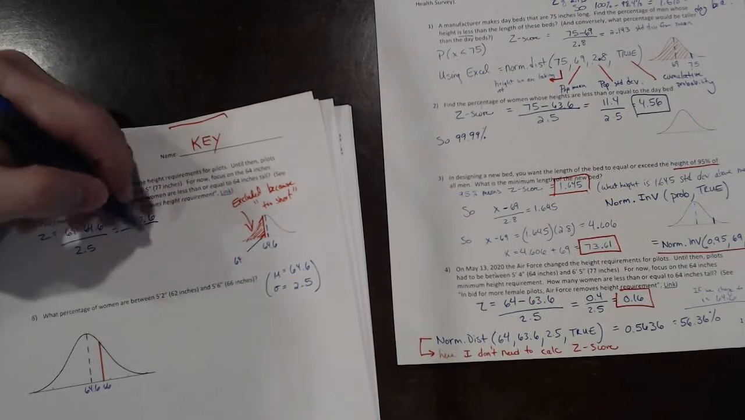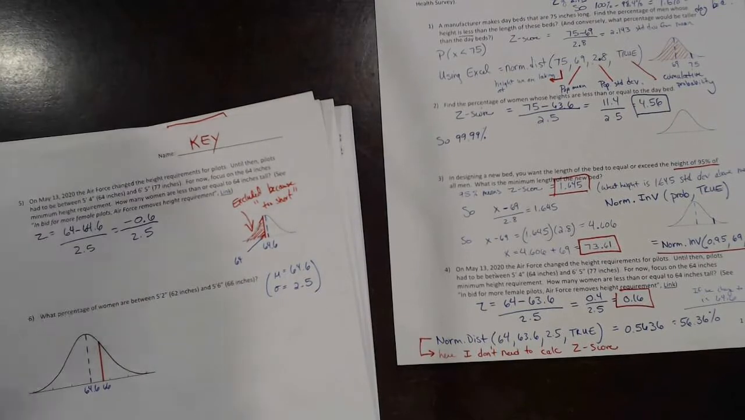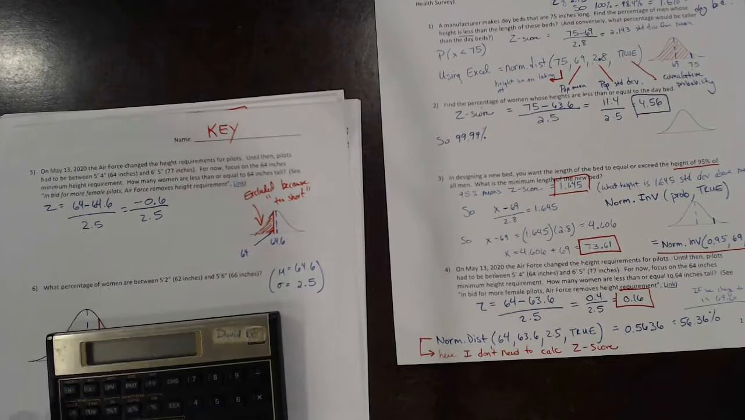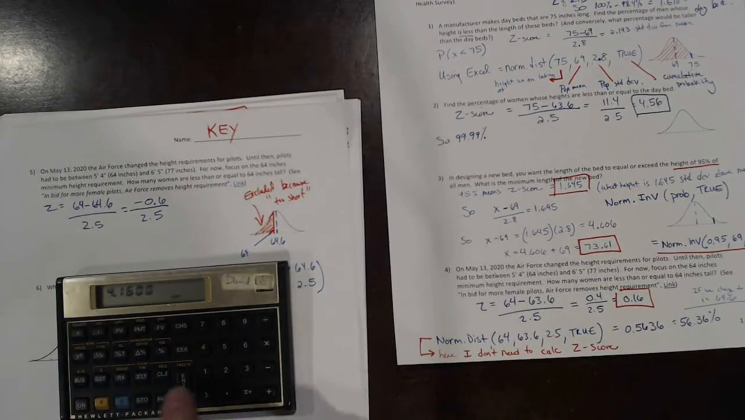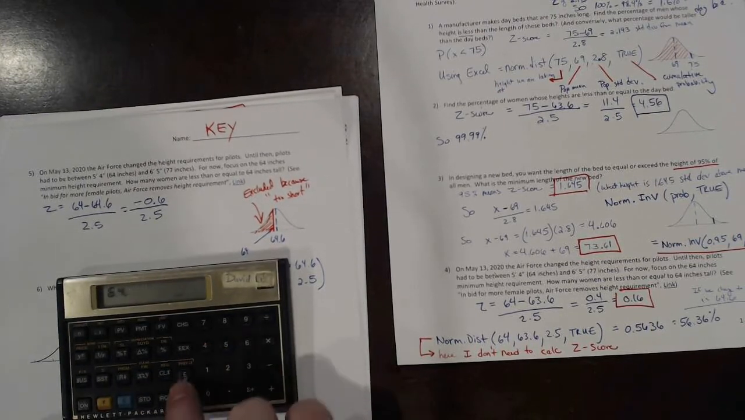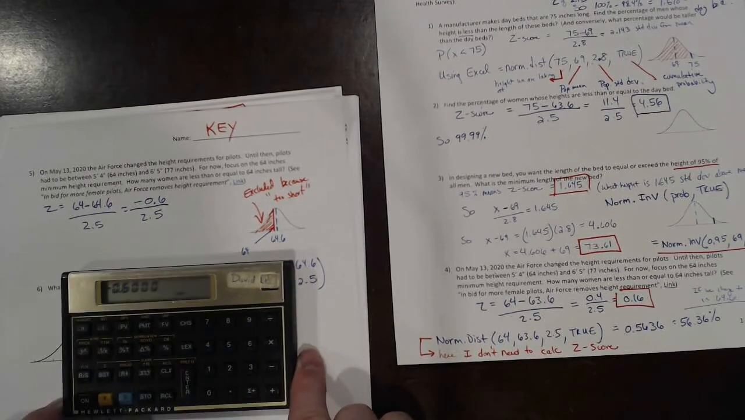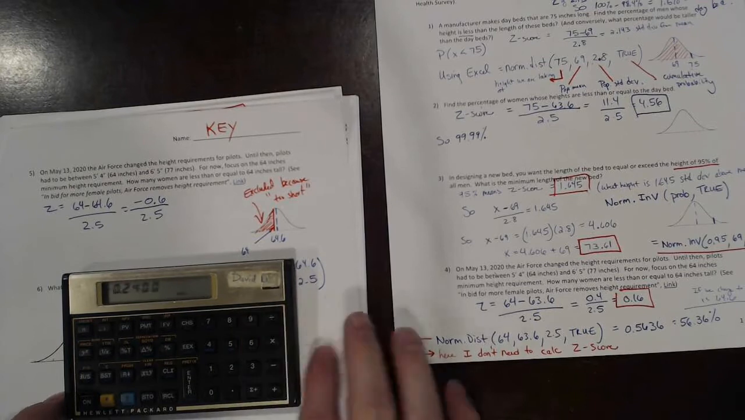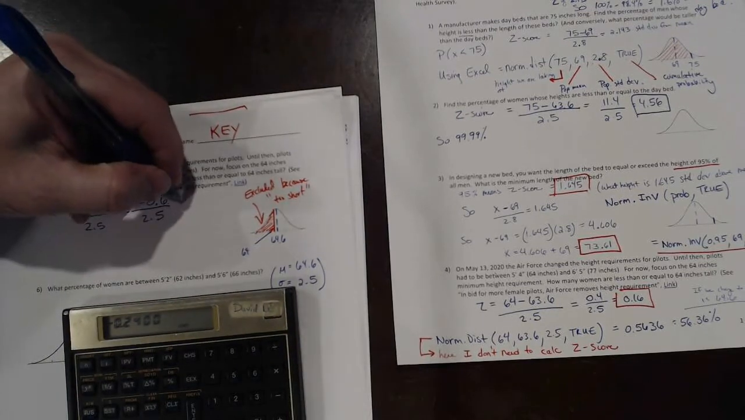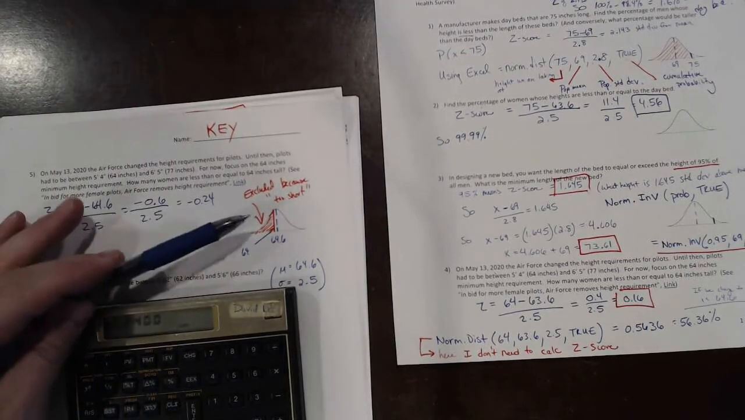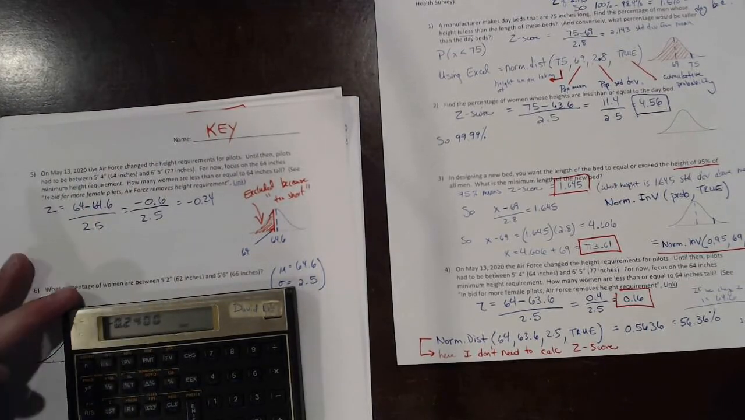We're going to divide that by 2.5. And the answer there is, if we go ahead and do this again, we're going to say 64 minus 64.6. So we've got this negative 0.6, divided by 2.5, which is equal to negative 0.24. So they're 0.24 standard deviations below the mean.